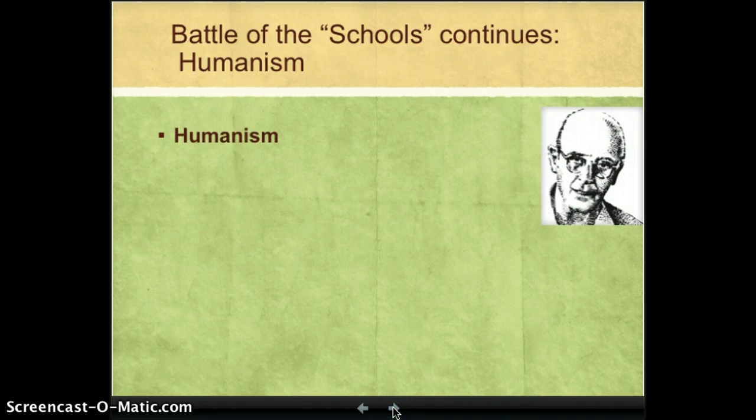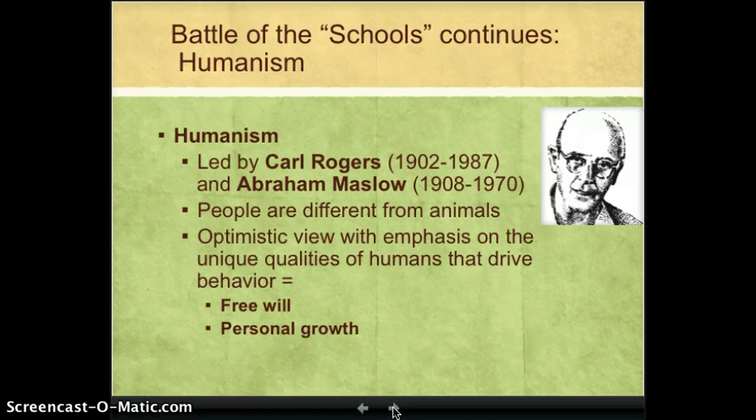Humanism has two key figures, Carl Rogers, who is pictured, and Abraham Maslow. And they shared a few aspects of their theories. They basically said that people are different from animals. You cannot do studies on animals and compare them to people. Behaviorists did a lot of studies on animals.